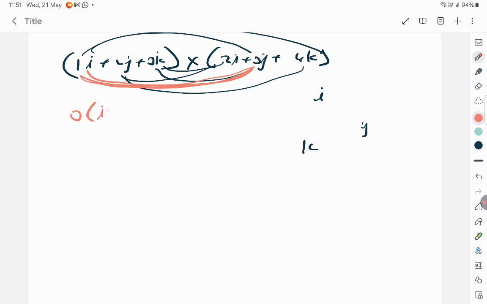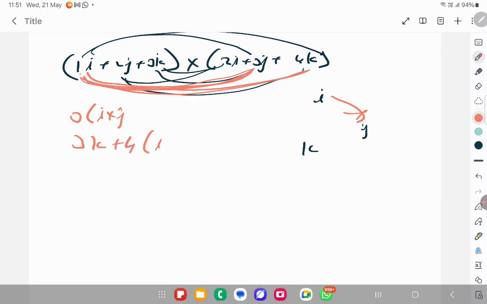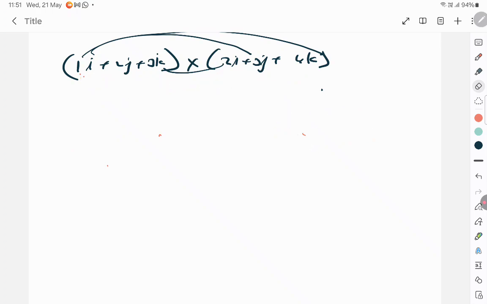So 1 times 3 is 3 into i cross j. What is i cross j? It is k. So 3k. Then i with k, which is 1 times 4, 4 into i cross k. What is i cross k? It's in this direction, so it's minus j. So 3k minus 4j. Like that, the answer will go on. It's very difficult to do it this method. Get to know this method, but I'll teach you a shortcut.